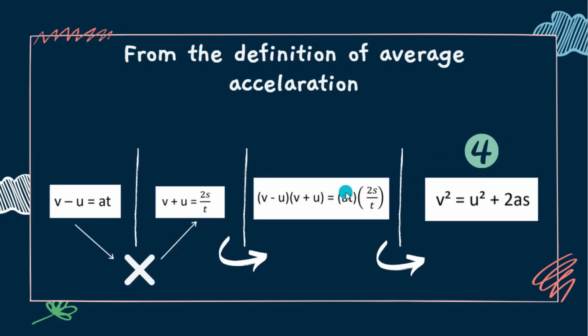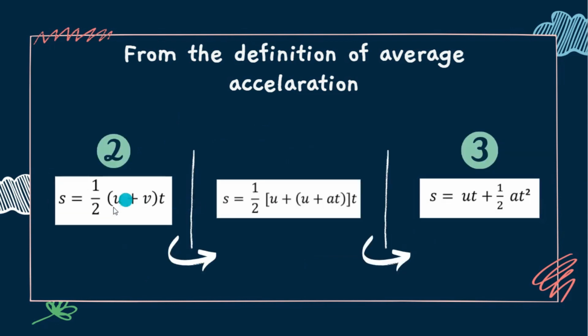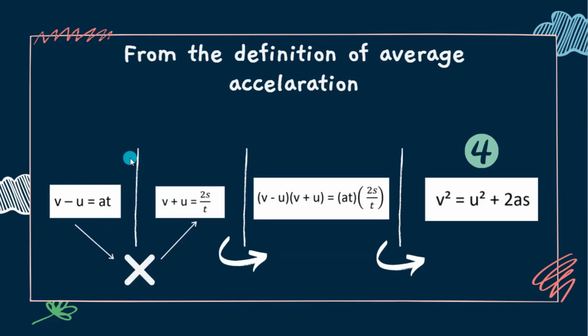The fourth formula, or the last formula in this subtopic, we get from the first equation and the second equation. As we know, the first equation is v equal to u plus at and the second equation is s equal to 1 over 2 multiplied with u plus v multiplied with t. From the two equations, we put v and u at the left and the others at the right.